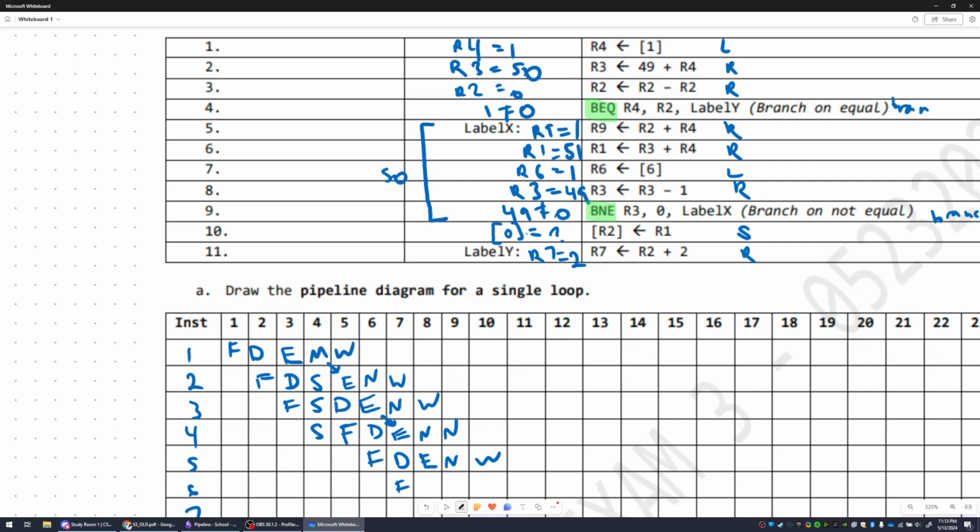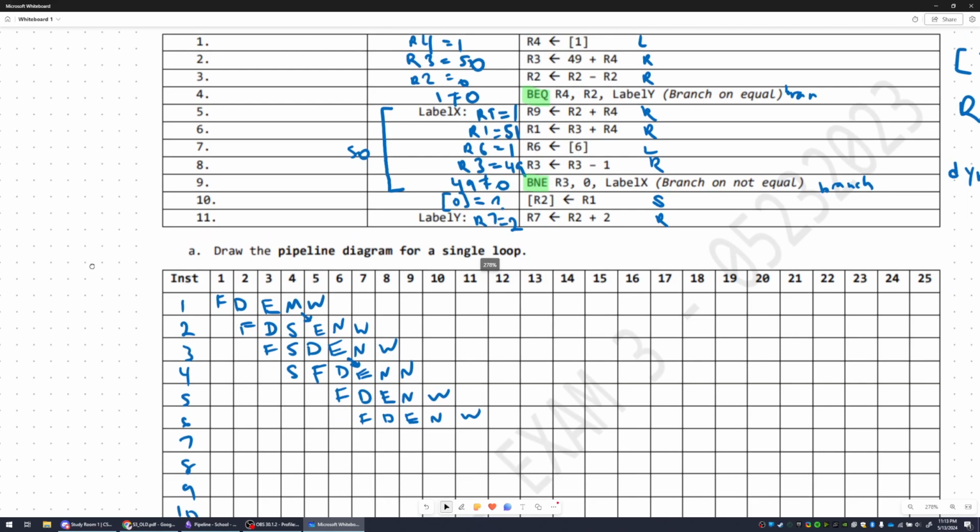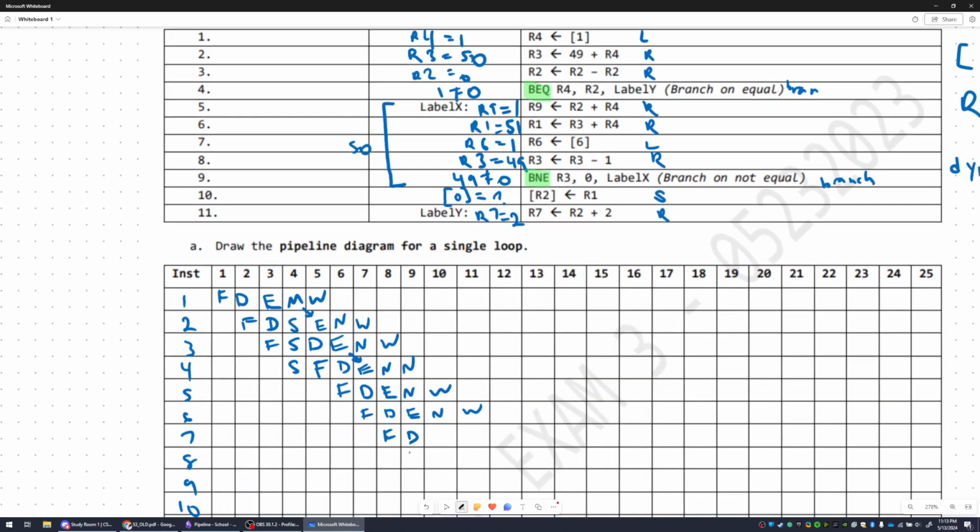Line 6, R3 and R4. It's done already by then. So fetch, decode, exec, no op, write back. Line 7, fetch, decode. R6, no dependency, so exec, mem, write back. Line 8, R3, already done, right? Fetch, decode, exec, no op, write back. Fetch, decode.